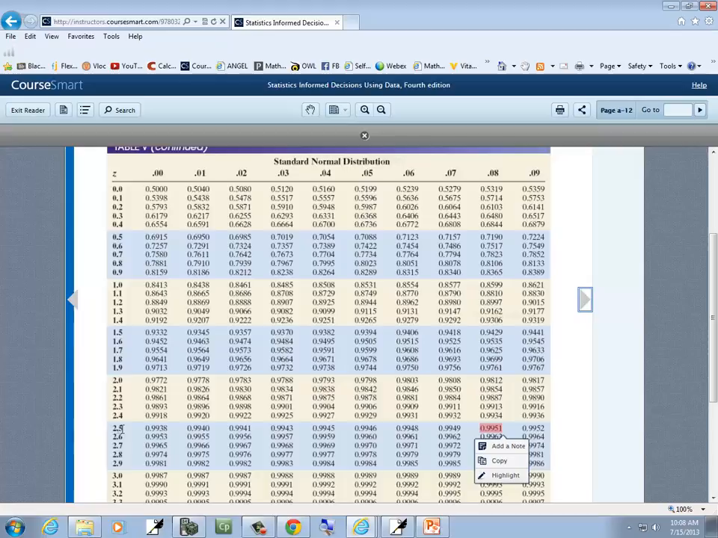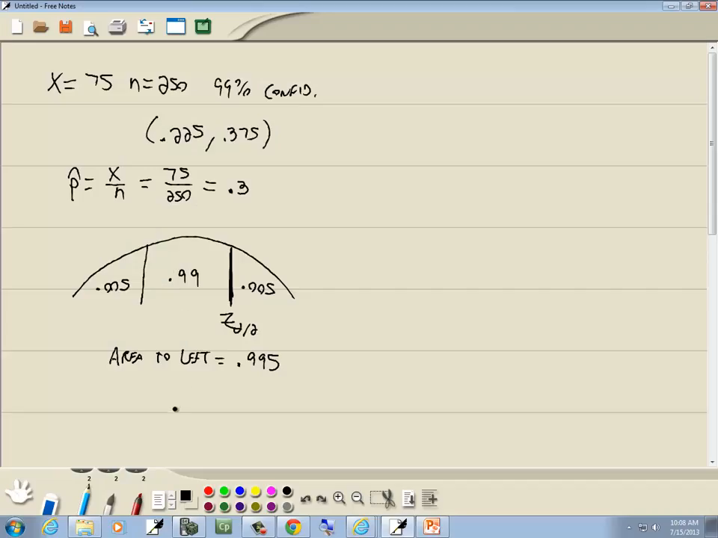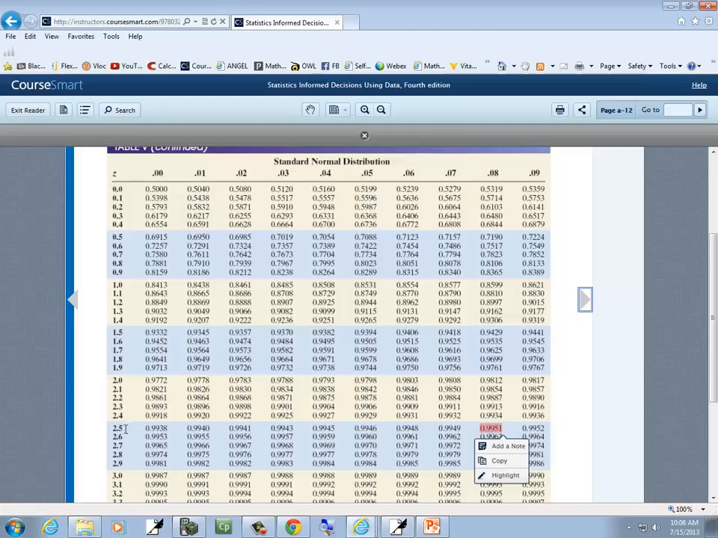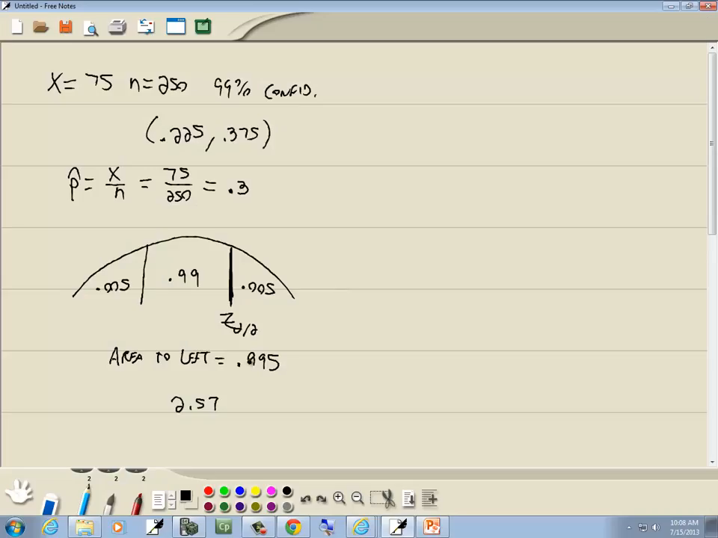Well, if I come over to the left, that says 2.5, and if I come up, this is 0.07 and 0.08. So we'd have 2.57. That's from the far left, and then the 0.07, and then it's halfway in between, so I'll put a 5 here. Again, it's halfway in between 2.57 and 2.58. Now that right there is our z alpha divided by 2.